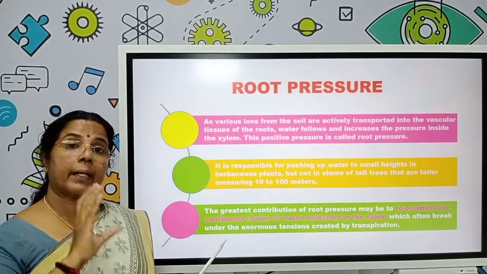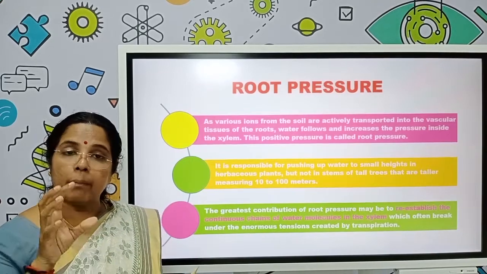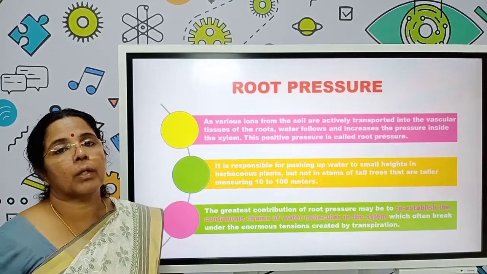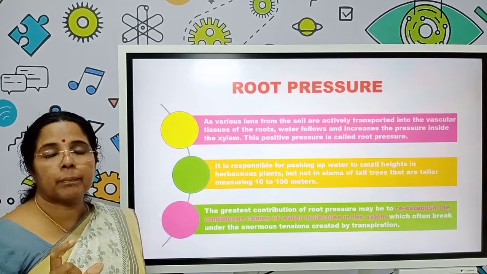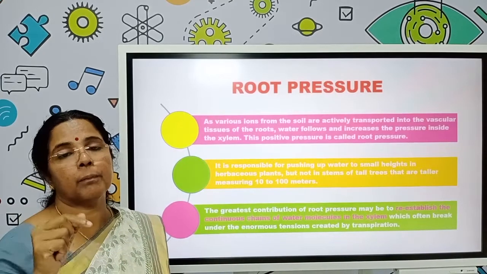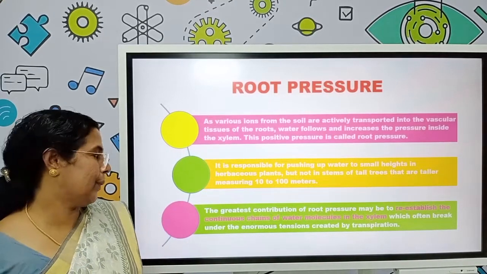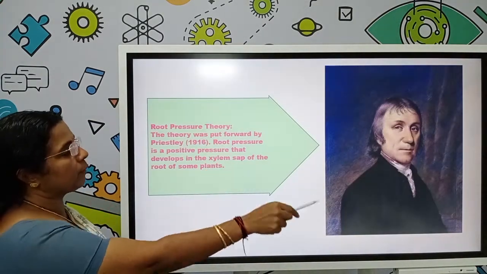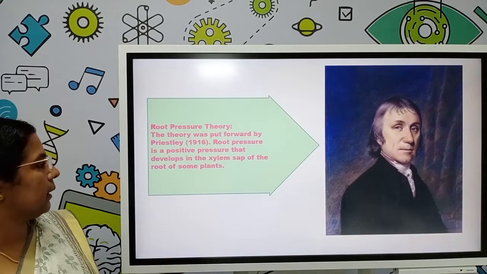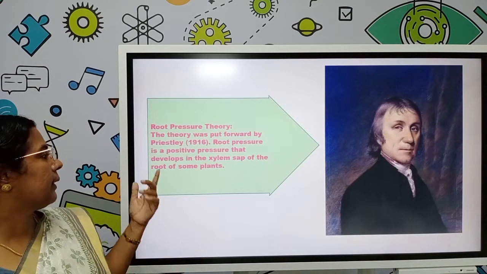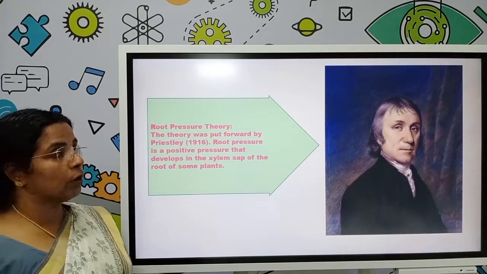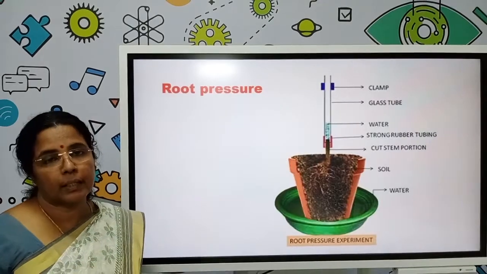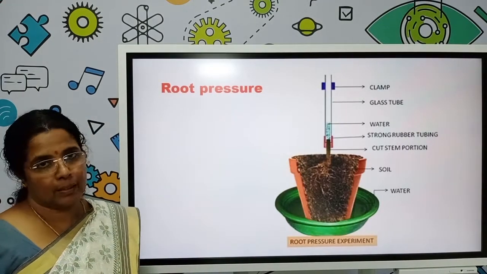Once water reaches inside the root by osmosis, a pressure will be created, and that pressure we call the root pressure. So that root pressure will help in the upward movement of water to a certain limit. This root pressure theory was put forward by Priestley in 1916. This root pressure is a positive pressure that develops in the xylem sap of the root of some plants. Usually, root pressure helps in the upward conduction of water in herbaceous plants.